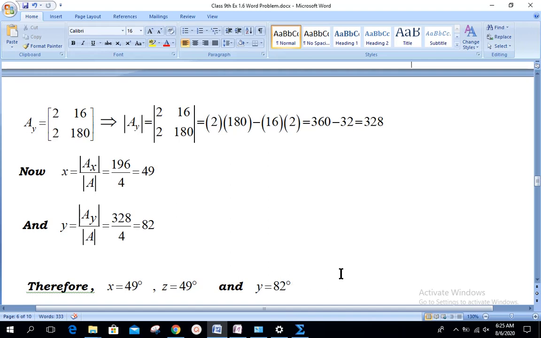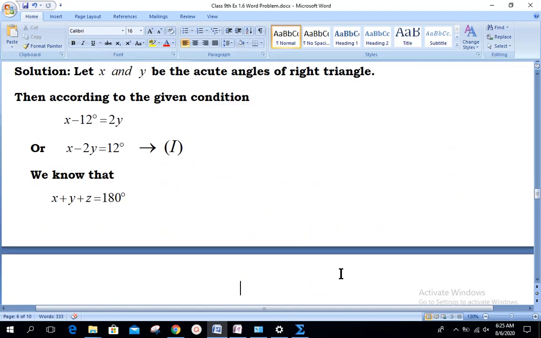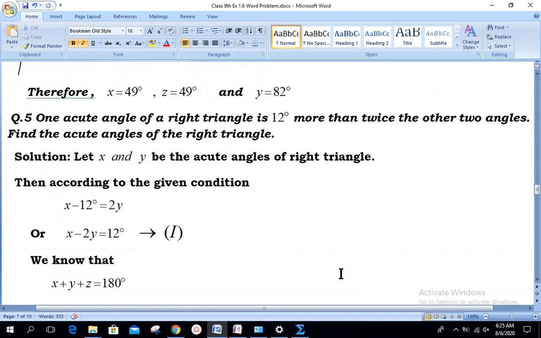Moving to the next question number 5. The statement says one acute angle of a right triangle is 12 degrees more than twice the other. Find the acute angles of the right triangle. Viewers, you have to talk about the acute angles of a right triangle. There are three angles in a triangle. So in a right triangle, one angle is right, that is its measurement is 90 degrees. So the other two angles are acute.